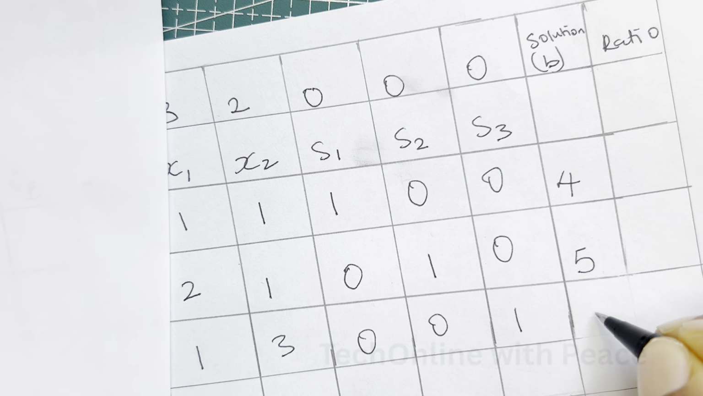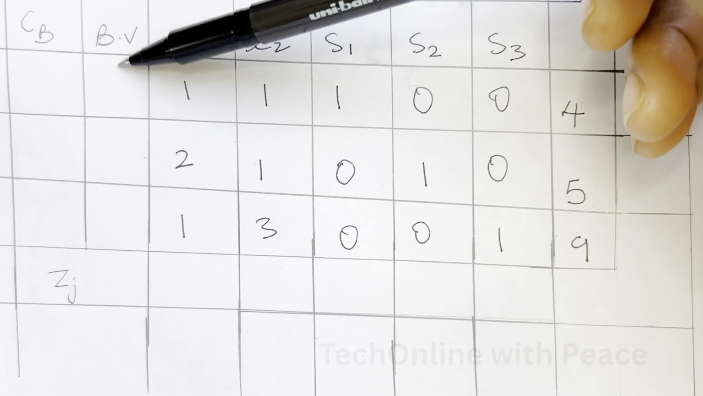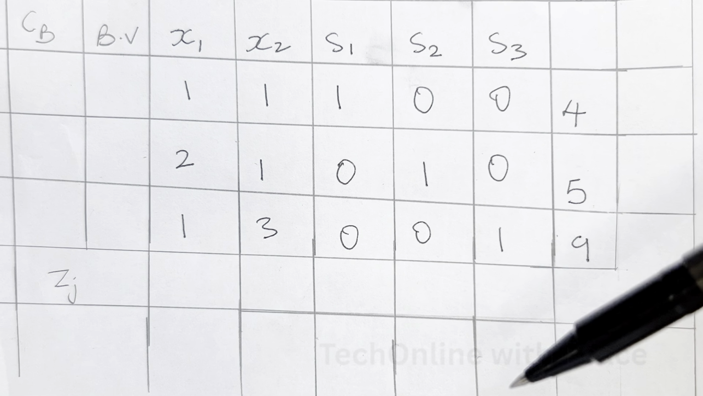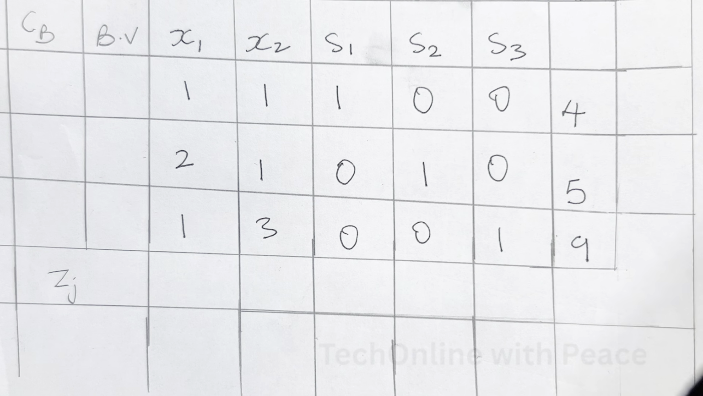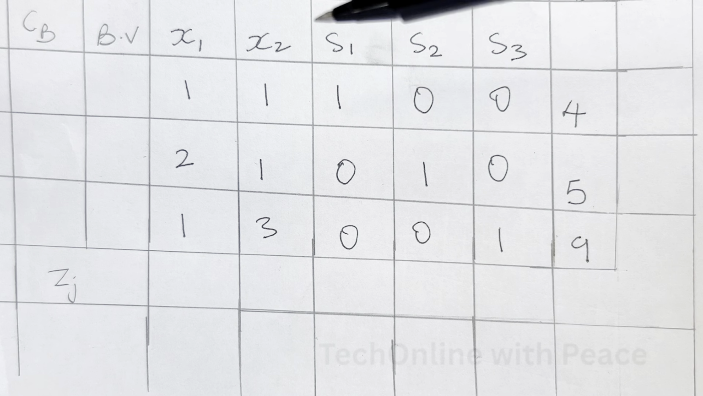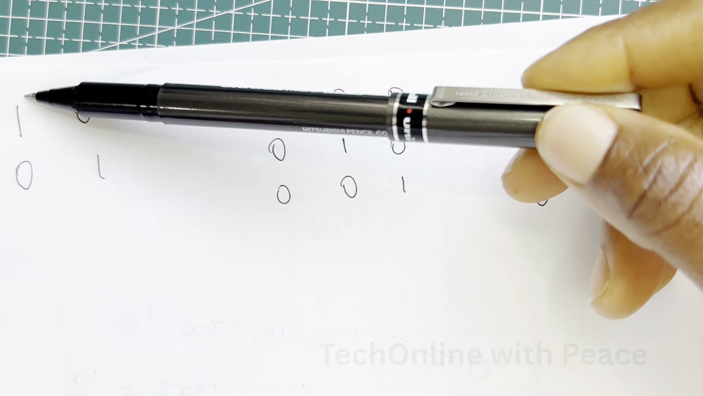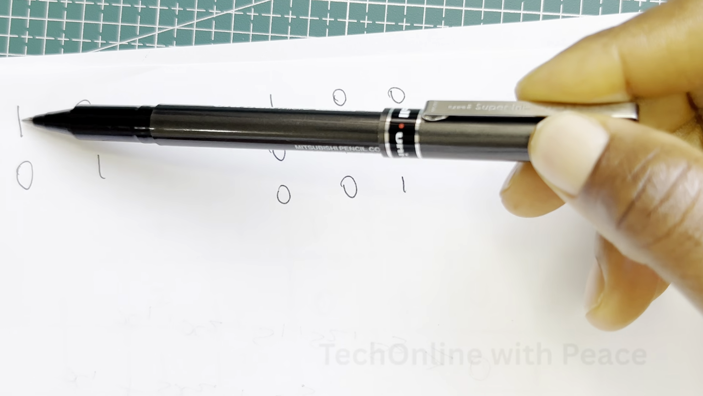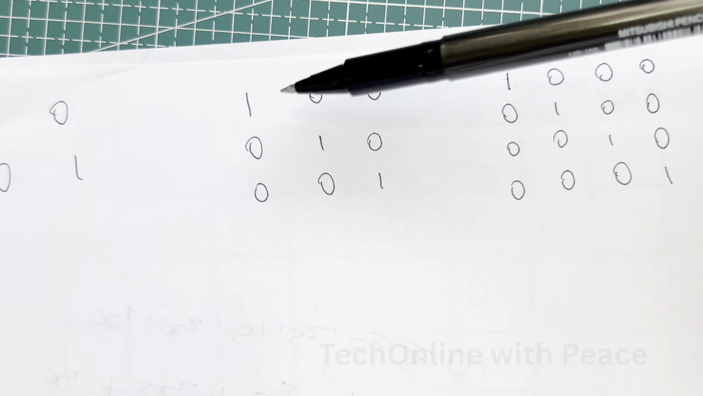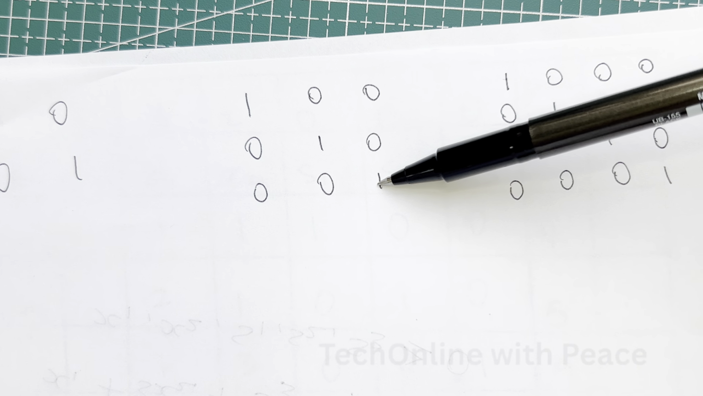The next step is to write our basic variables for the column. The slack variables also help us form our identity matrix. Let me tell you what I mean by identity matrix. With the identity matrix, you know what your basic variables are. This is an identity matrix with 2 columns and 2 rows: 1, 0, 0, 1. Identity matrix for 3 columns and 3 rows: 1, 0, 0, 0, 1, 0, 0, 0, 1.